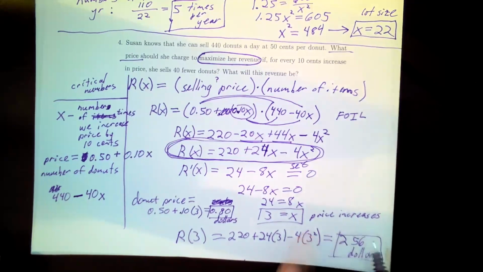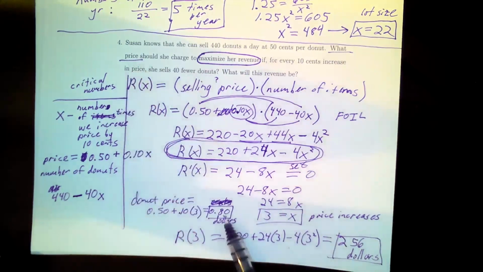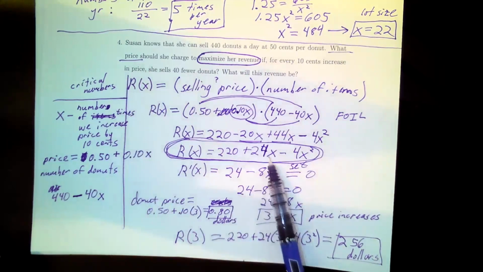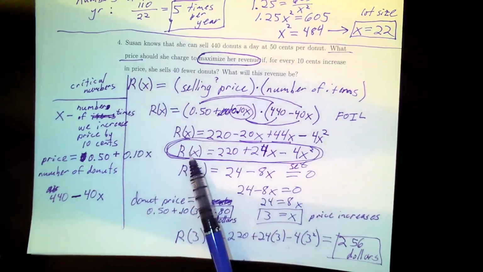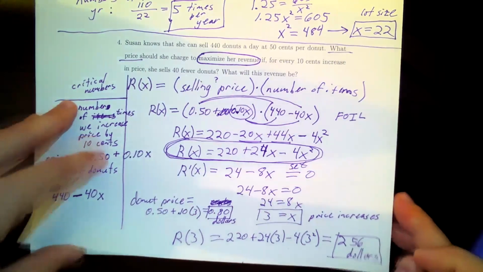So the first part of the question asks, what's the price per donut? Well, then the price per donut is 80 cents or $0.80. With that many price increases, 3, we find that the revenue is $256. Make sure you're plugging in the X value of 3, not the donut price value. And we get 256 here. That's our revenue.